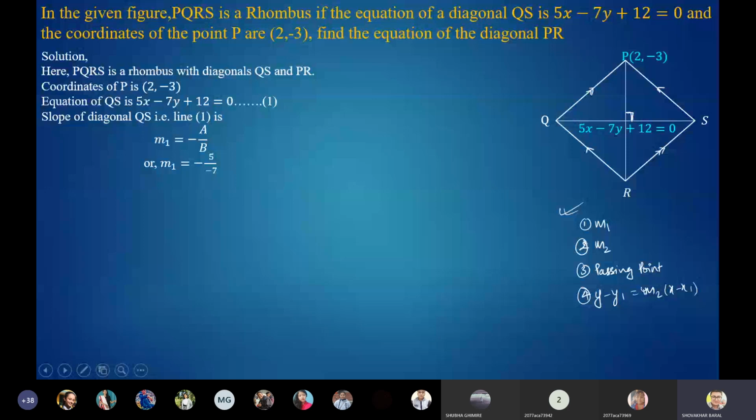So here the coefficient of x is 5. This is the minus of the formula. Here a is 5 and b is minus 7. So while you cancel the minus signs with each other, it will be 5 by 7. We have got the slope of the given line, that is QS. Now we will find the slope of PR.